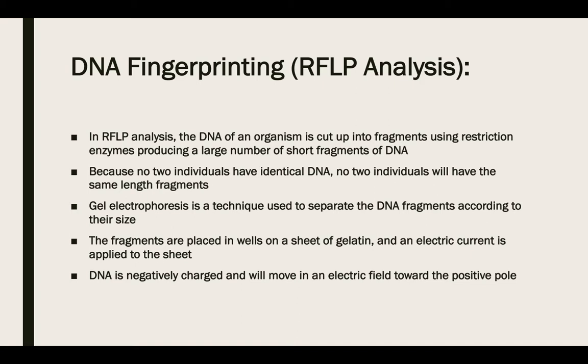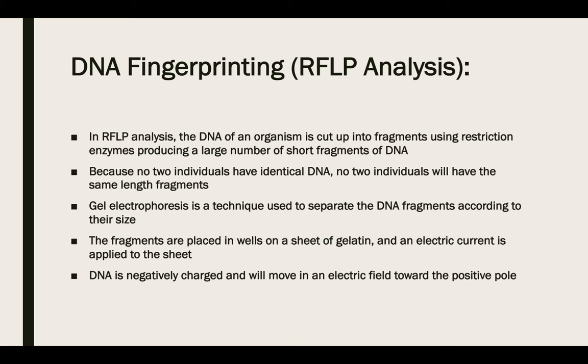We then have DNA fingerprinting, or RFLP analysis. In RFLP, the DNA of an organism is cut up into fragments using restriction enzymes that we already learned about, giving a large number of short fragments of DNA. No two individuals have identical DNA. No two individuals will have the same length of fragments. So this is what we do whenever we want to run a DNA fingerprint. This is through the process.